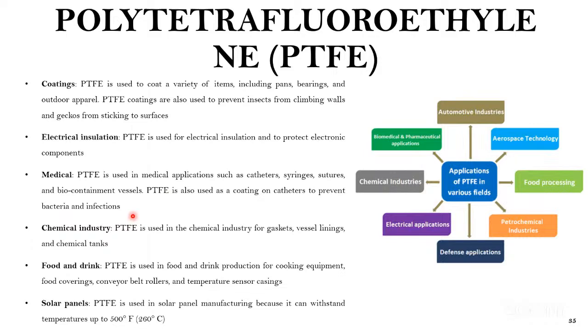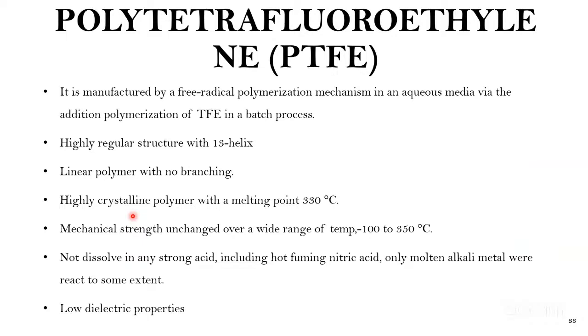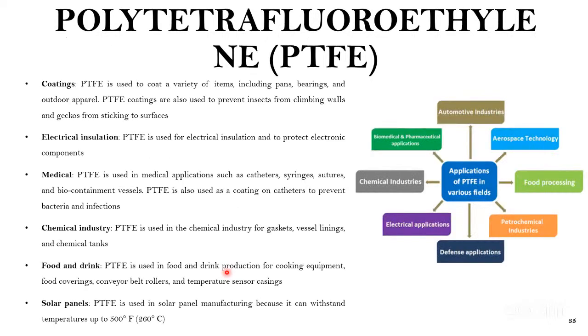Okay, these have a huge demand in the chemical industry. Why? Because, as I told you, if you look at this property, they do not dissolve in any strong acid. Due to this, Teflon has very high resistance towards many chemicals. That is the reason that in many chemical industries, Teflon is used as a gasket, vessel lining, and in chemical tanks.